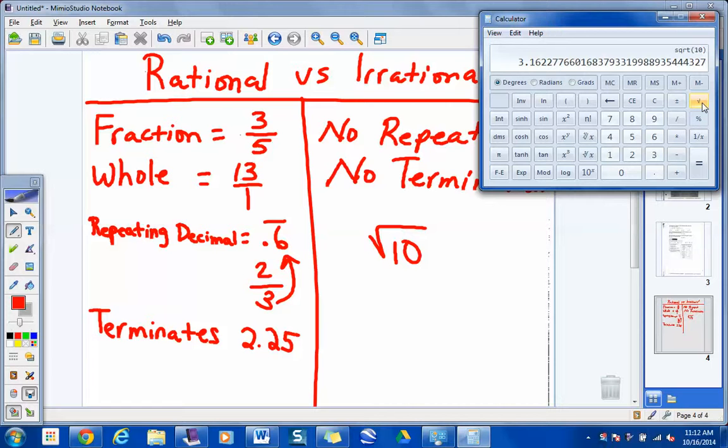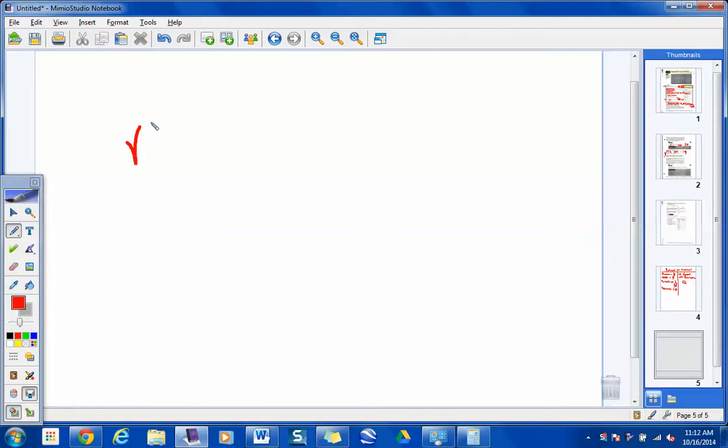So here's a question for you. I want you to punch these in. Square root of 12.25 and square root of 12.5. Punch them in. See what you get. Tell me if they're rational or irrational, I guess.